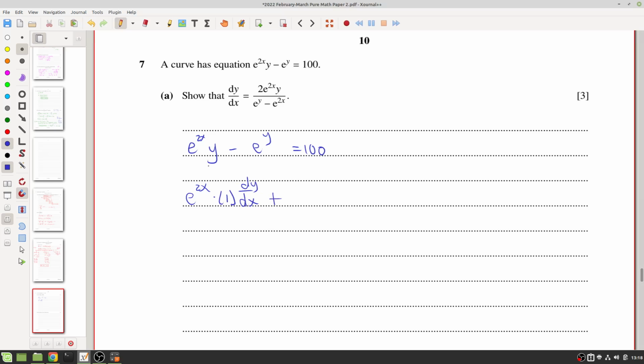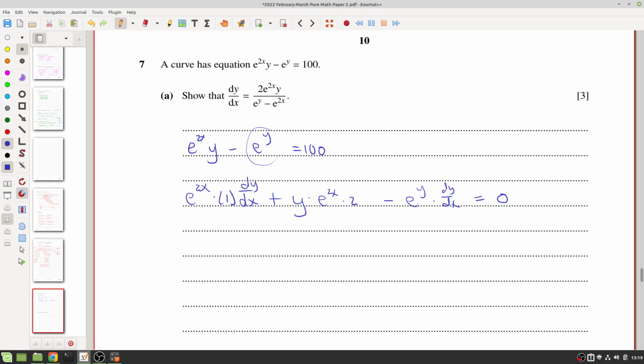Okay, plus, so that was keep the first, differentiate the second, and then we do it the other way around for the product rule. Keep the second one and differentiate the first one. So differentiating e to the power 2x gives us e to the power 2x times the derivative of that, which is 2. And then minus differentiating this is just e to the power y times dy dx. Okay, because it's this multiplied with the derivative of that part. And the derivative of y is 1 times dy dx. Okay, equals, and then if we differentiate 100, a constant, we get 0.